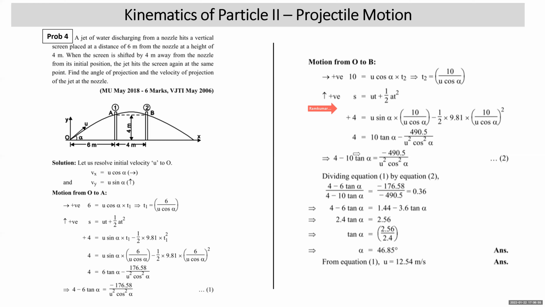Again 10 tan alpha is taken on the left side: 4 minus 10 tan alpha is equal to minus 490.5 upon u square cos square alpha. Dividing equation number 1 by 2, on the left hand side you get 4 minus 6 tan alpha upon 4 minus 10 tan alpha, and u square cos square alpha will go off. You get minus 176.58 upon minus 490.5, which is equal to 0.36. If you cross multiply and simplify, you get tan alpha and then alpha. Once you get alpha, the value of alpha can be substituted in either equation number 1 or 2 to get the value of u.